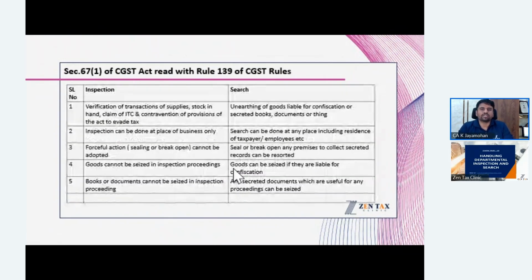This is the broader comparison between the proceedings under inspection and search. Under inspection, you can see that it is more of a verification nature and it can only be done at the place of business of the taxpayer. Forceful action like breaking open the place, cupboards and other places where access is not commonly provided is not possible under inspection, whereas under search, it is possible. Even under search, there is a difference. You can see that even the employee's place of residence can be searched, which is not possible at all under an inspection proceeding.